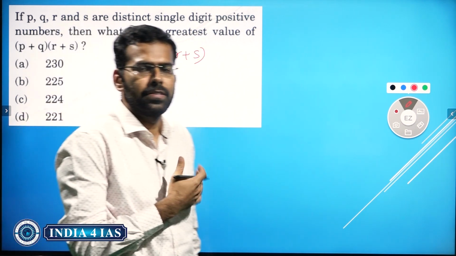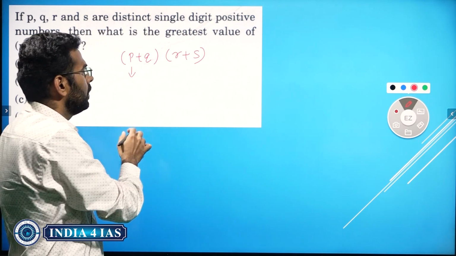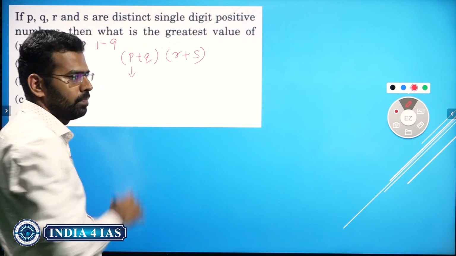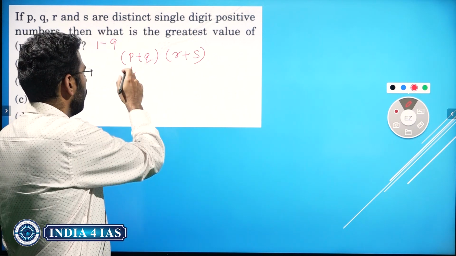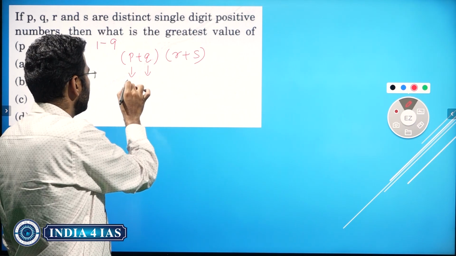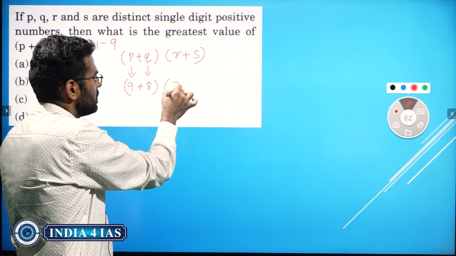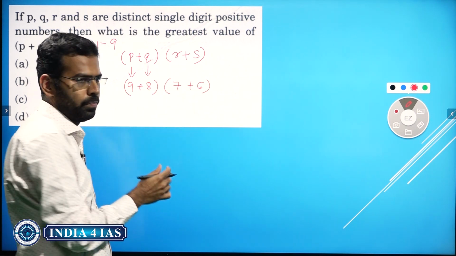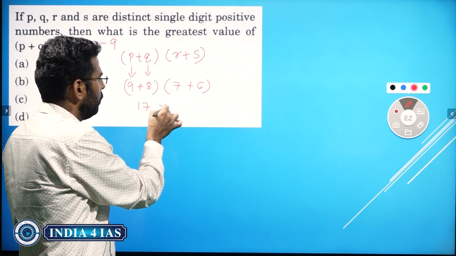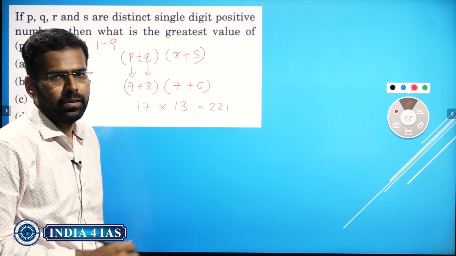See, P plus Q into R plus S. To get the greatest value of this product, let's assume that your positive numbers will be from 1 to 9. Now, let's take P as the largest single digit number, 9 plus 8 into 7 plus 6, because P, Q, R, S are distinct numbers. Now, it will be 17 into 13, which will be 221.